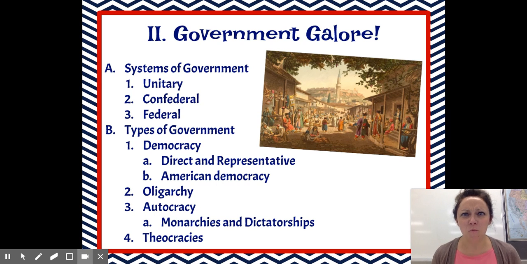Federalism, what? Federalism, what? A division of what? Of power between the states and the federal government.